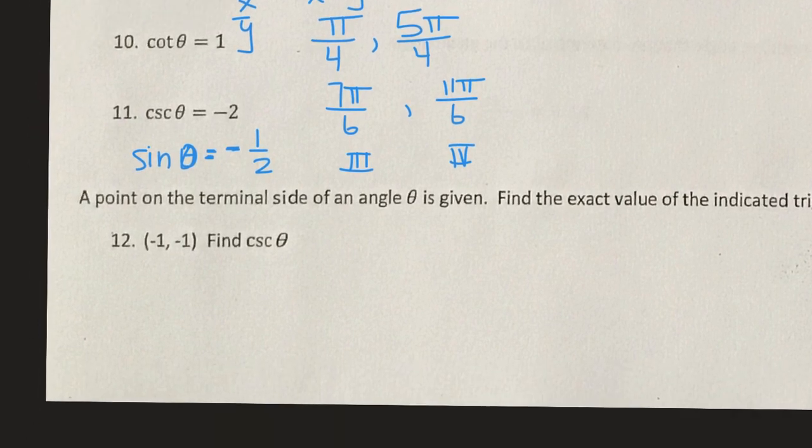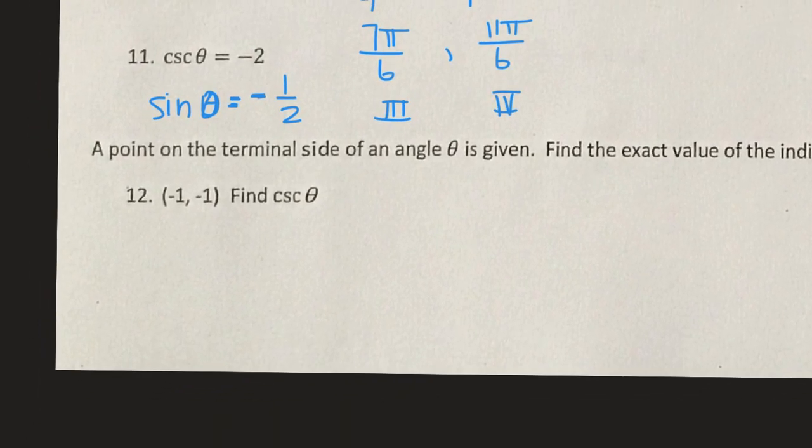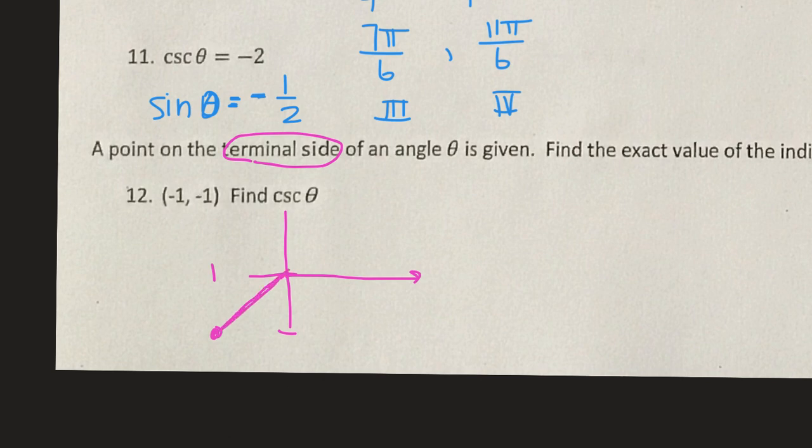Okay, on to number 12. A point on the terminal side. So the terminal side is the side where the trig thing ends, right? It begins at the initial side, which is the positive x-axis, and it ends at this random point, -1, -1. Okay, so we're going to draw a line back to your origin. And this is our angle that we're making.